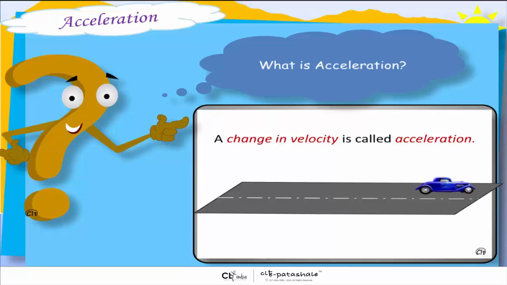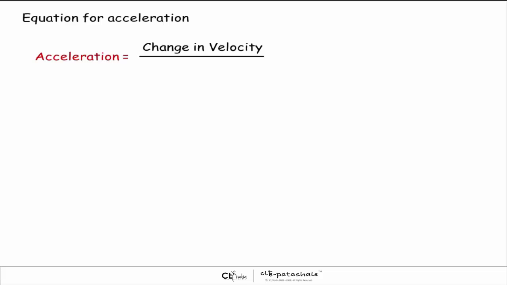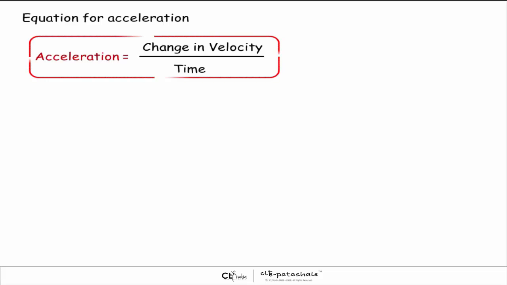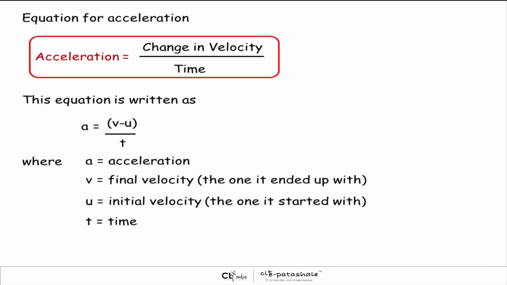Children, what is acceleration? A change in velocity is called acceleration. Now, let us derive a formula for acceleration. The equation for acceleration. Acceleration equals change in velocity divided by time.